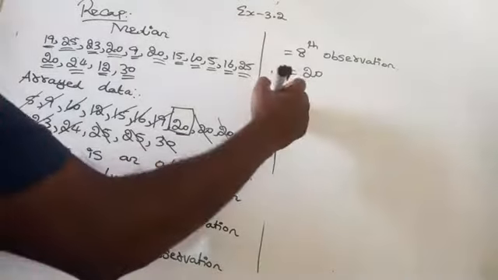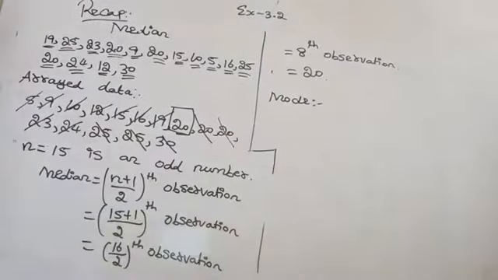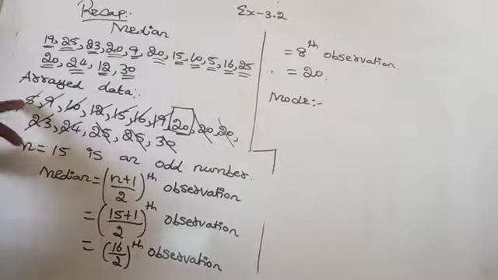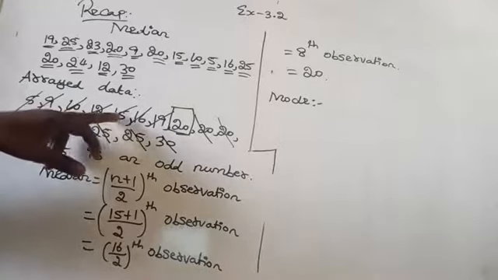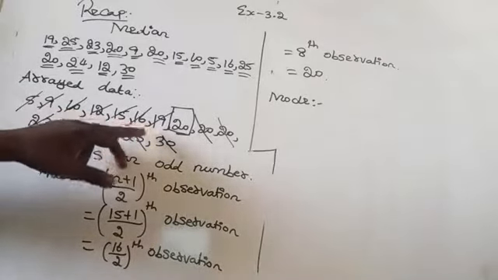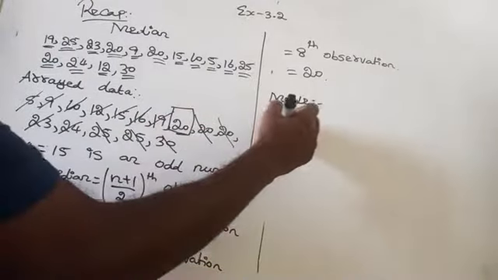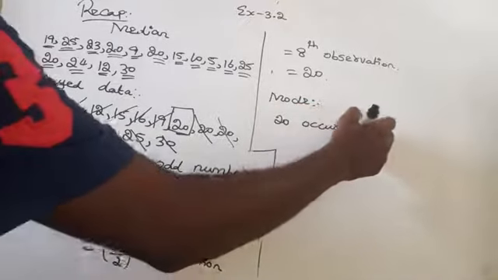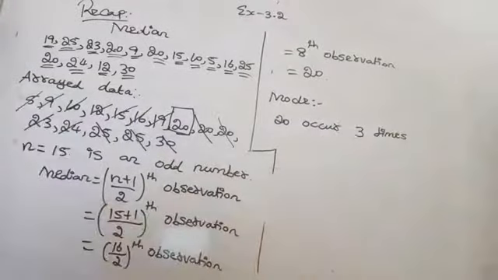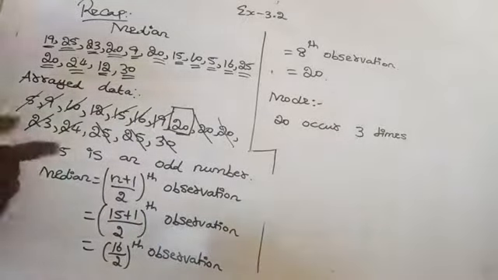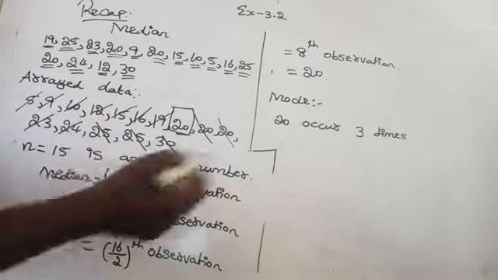Now come to the mode. The question is you have to find the mode also. Here which number occurs the maximum number of times? 5 occurs only one time, 9 occurs only one time, 10 occurs only one time, 12 occurs only one time, 15 occurs only one time, 16 occurs only one time, 19 occurs only one time, but 20 occurs 3 times. That is the maximum number of times. 25 occurs only 2 times, and the rest of the numbers occur only 1 time. So mode is 20.